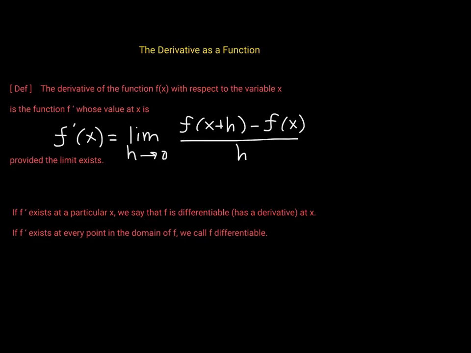Now, if f prime exists at a particular x, then we say that f is differentiable at x. That is to say, it has a derivative at x. If f prime exists at every point in the domain of our function, then we say that our function is differentiable. What we will now do is consider a function and find its derivative. So let's do that now.